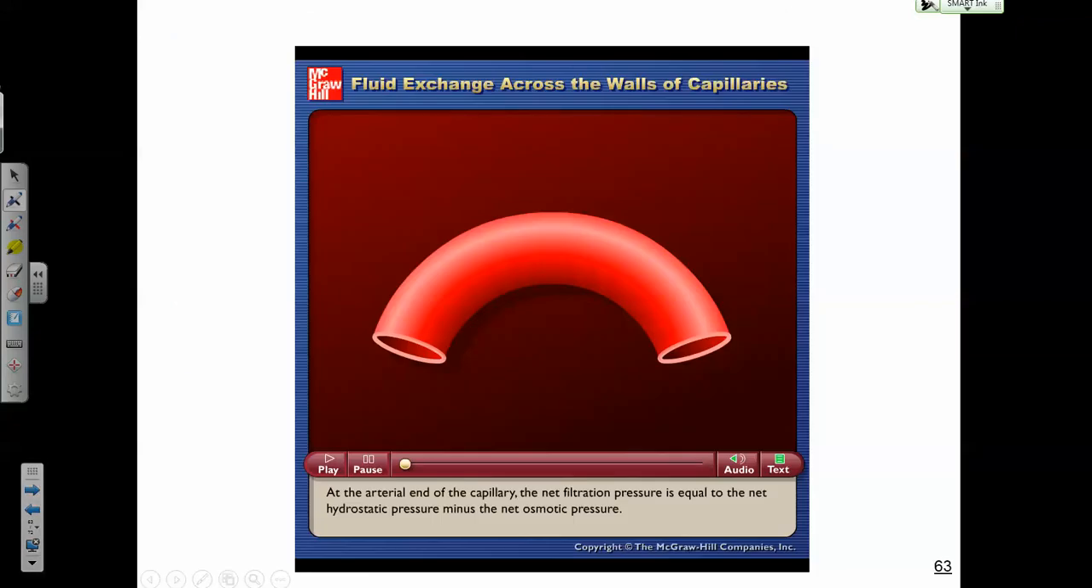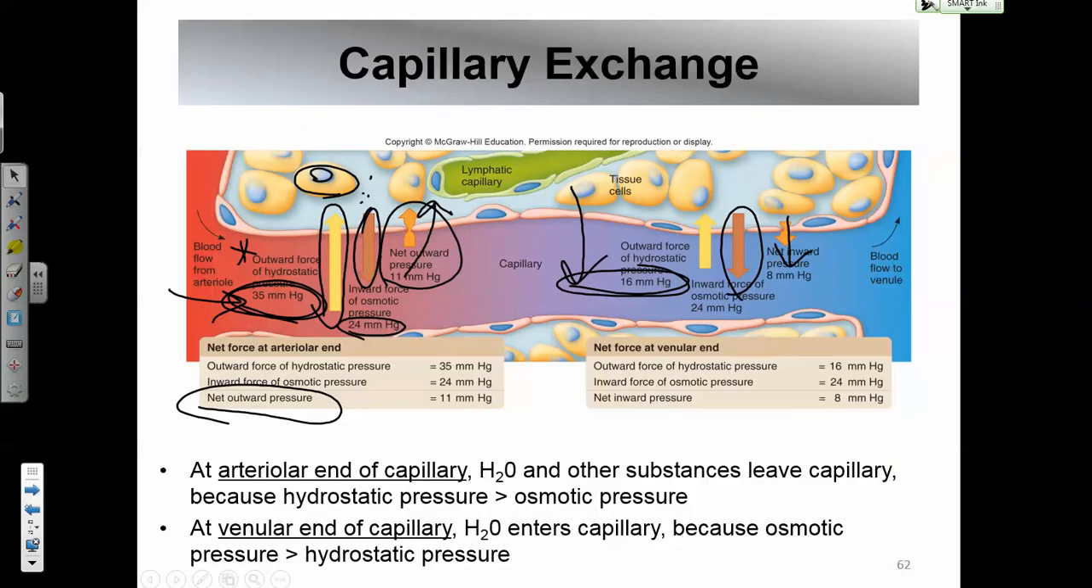Now, on this video, he's going to be talking about filtration pressure, net filtration pressure, and he'll say hydrostatic and osmotic. What net filtration pressure is, like here, the net outward pressure, remember I said it was positive? Okay, an 11. And that is the filtration pressure. If it's positive, that means substances will move out. If it's negative, substances will move in.